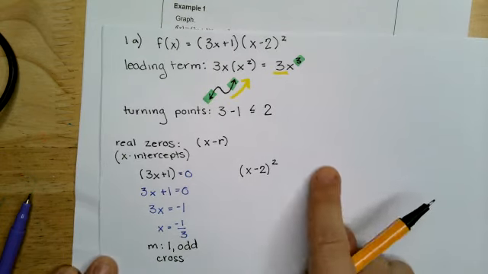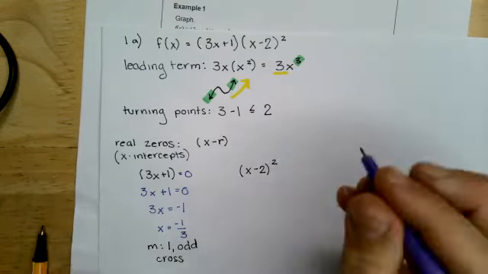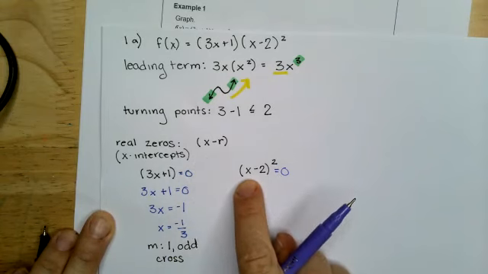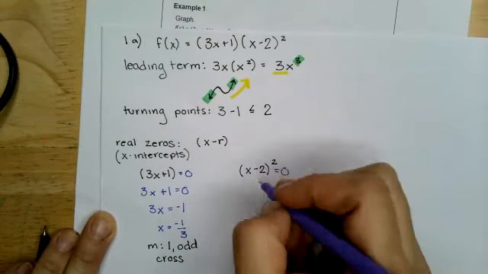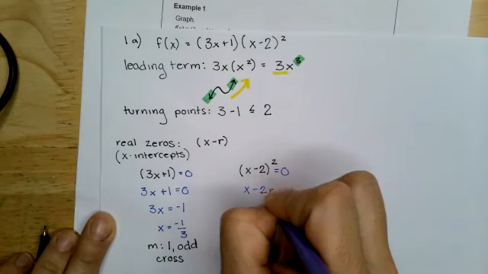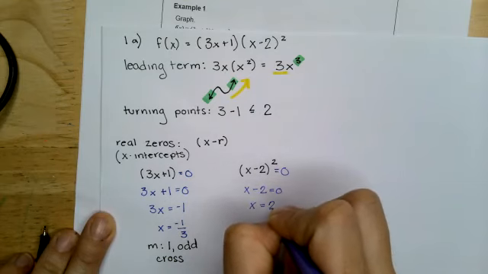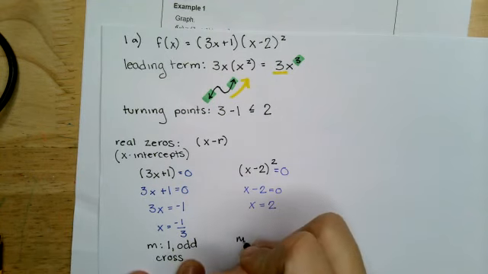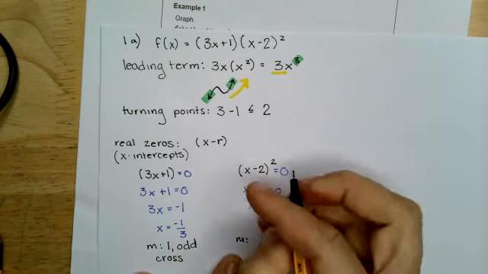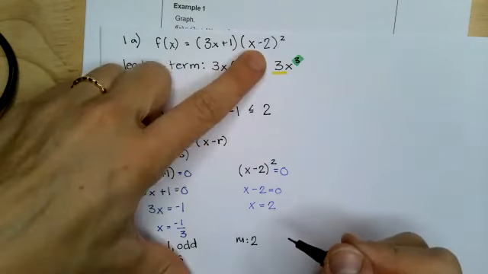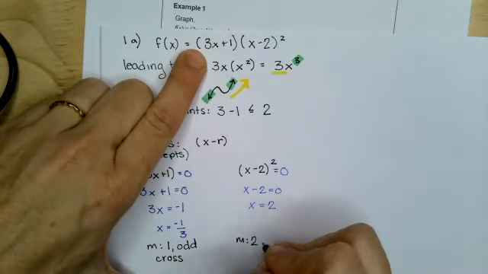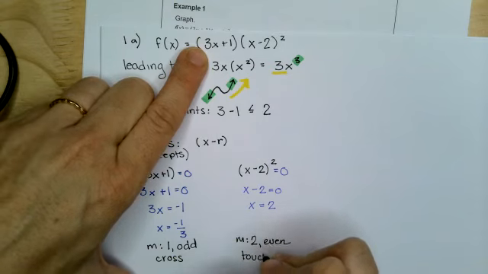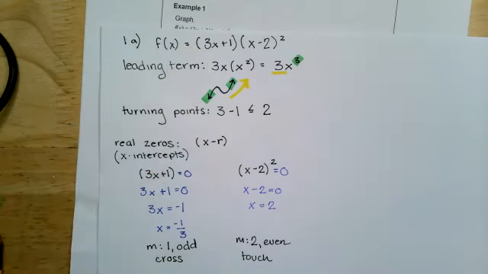Here, again, you can set it equal to 0, or you can say x minus r. R is positive 2, right? x minus 2 equals 0. x is a positive 2. It has a multiplicity of 2 this time. So this one has a multiplicity of 2. This one has a multiplicity of 1. 2 is an even number, and so instead of crossing, it's going to touch the x-axis.